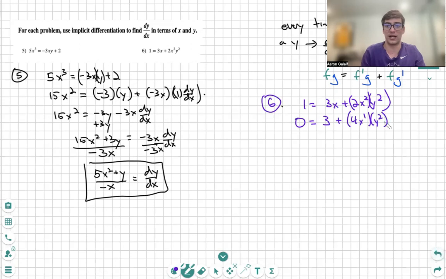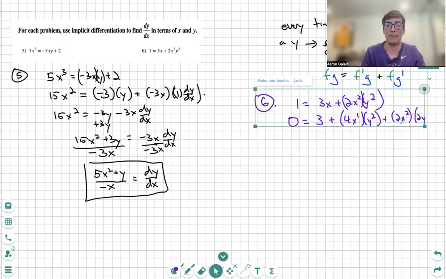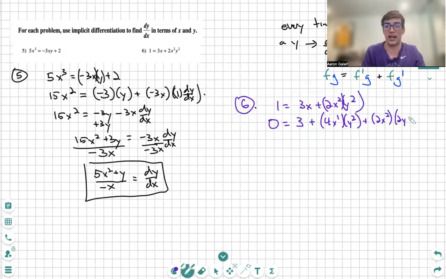Keep the first one. Oh, we need a plus sign. Don't forget that. We're going to keep the first one and derive the second one. Beautiful. Now, remember, what are we missing when we derive that y? I must include a dy dx. Beautiful. And in this situation, we're going to just go through it. So now we clean up.